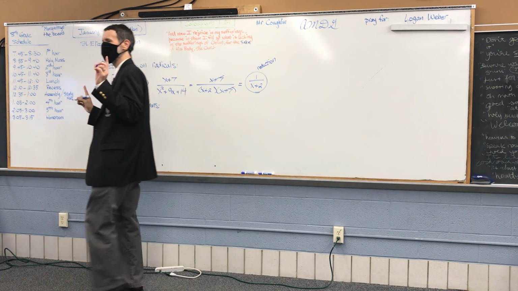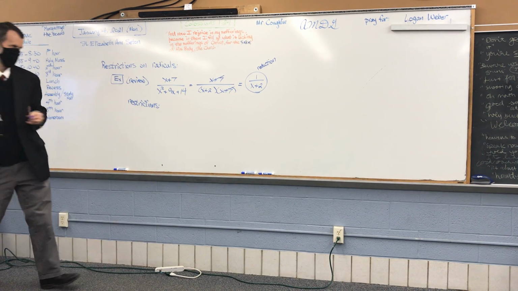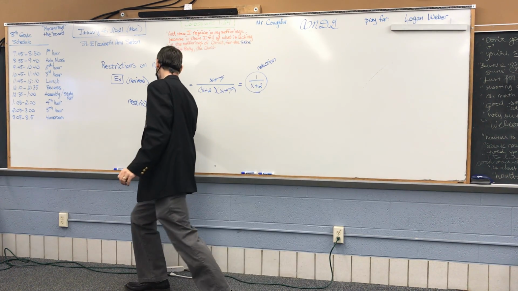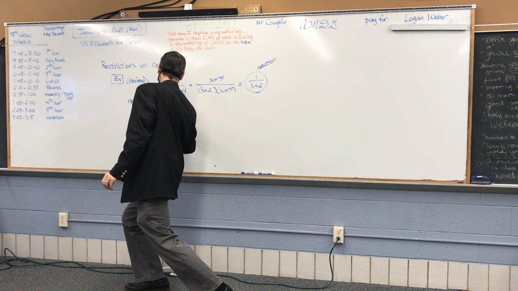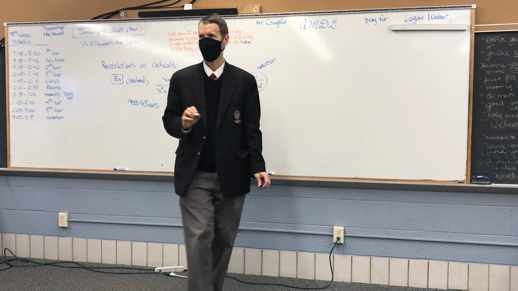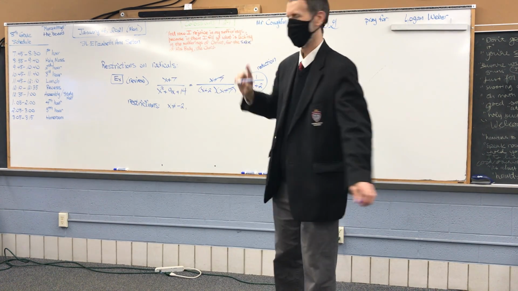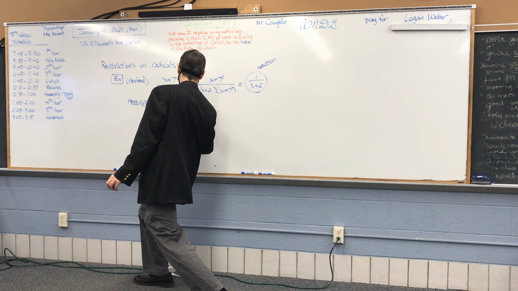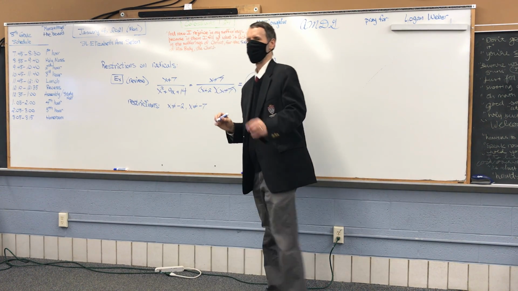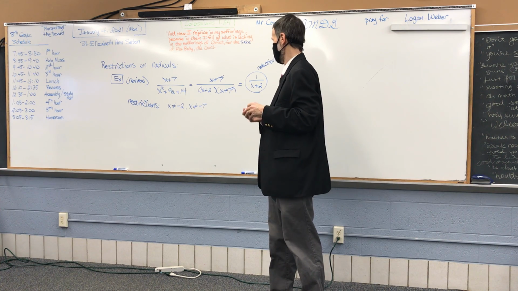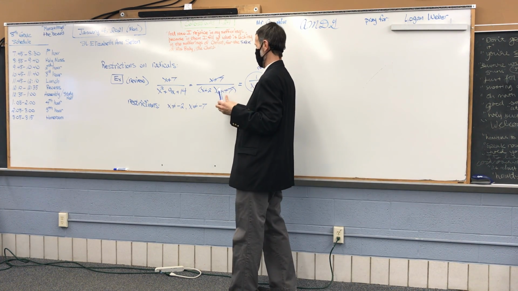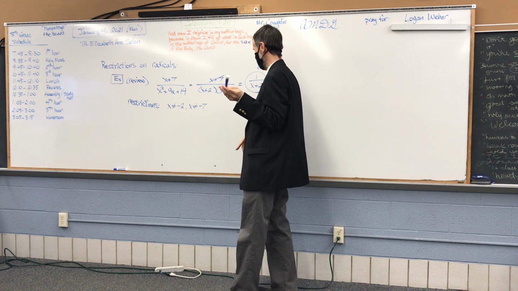But I need to know the restrictions. X cannot be negative 2. That's definitely true. However, there is one more. X cannot be negative 7. Why not? Because x plus 7 is still the denominator. Right. At least for a few seconds it was in there.